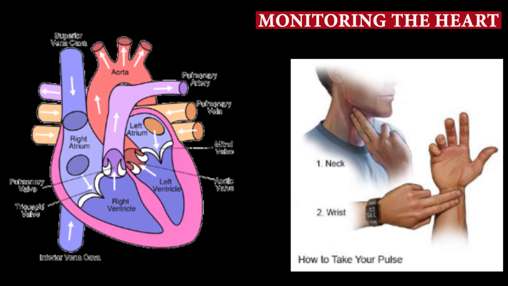Number 2, the pulse. The ripple of pressure that passes down an artery as a result of the heartbeat can be felt as a pulse. Pulse can easily be felt when we place the fingertip of one hand on the wrist or neck where we have arteries close to the skin. The presence of a pulse is proof that the heart is pumping blood.